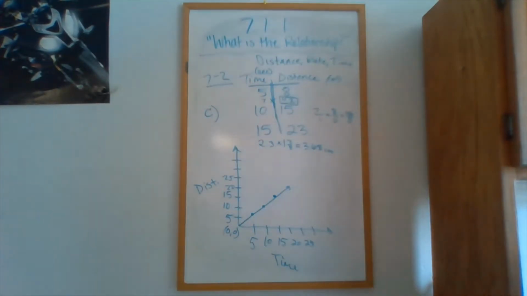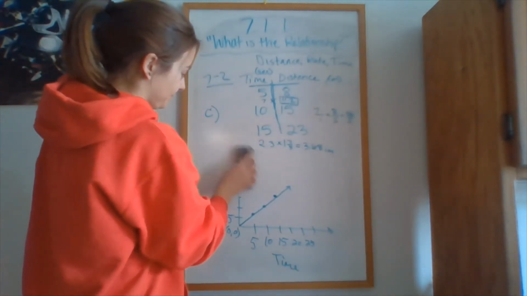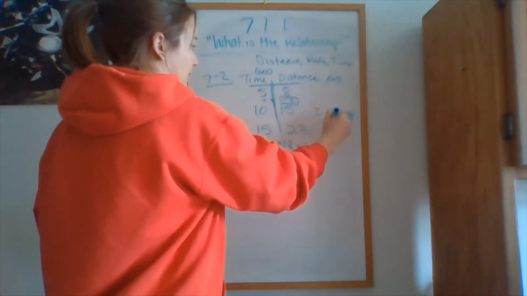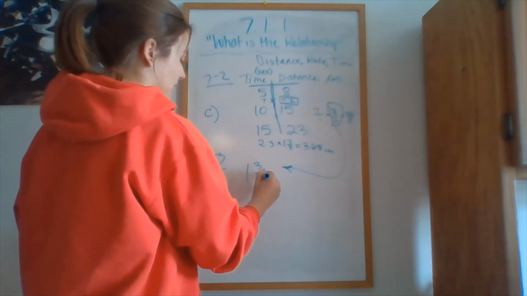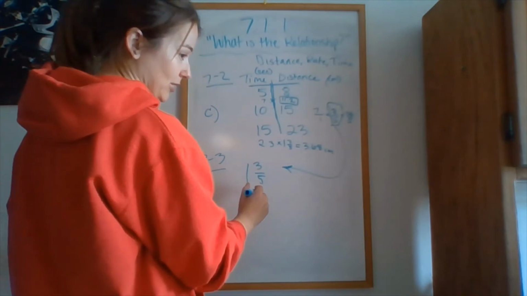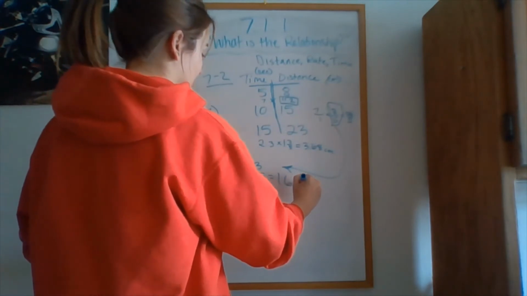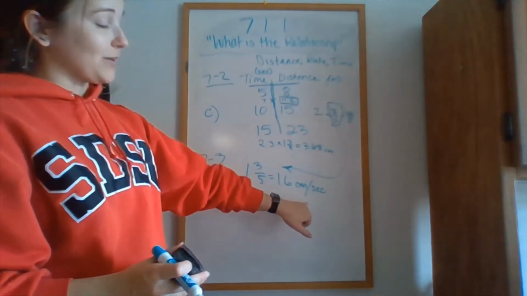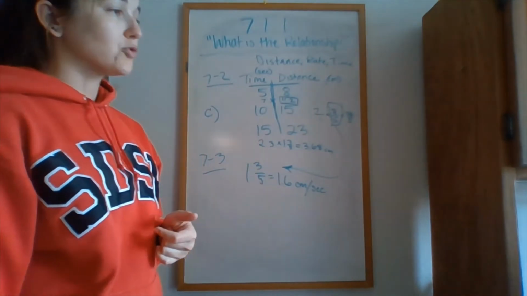For 7-3, it is wanting us to figure out the unit rate, which I already did for this problem. And our unit rate we figured out was 8/5 or 1 3/5. If you want to put it in decimal form, that's 1.6. And that means 1.6 centimeters per 1 second. That's what that dash means. It means per. So for every 1.6 centimeters, 1 second goes by.